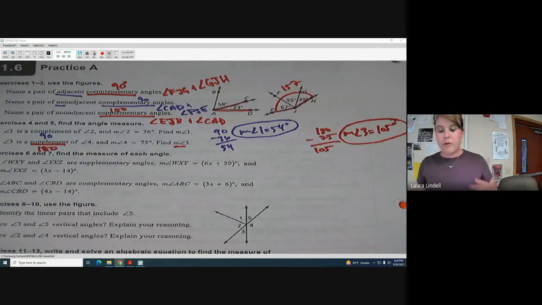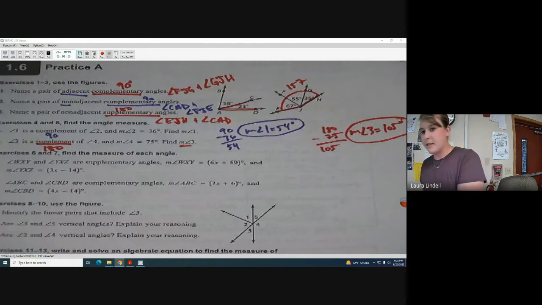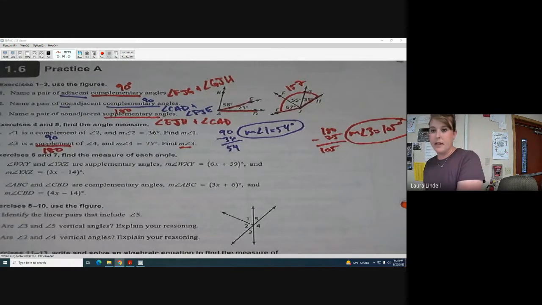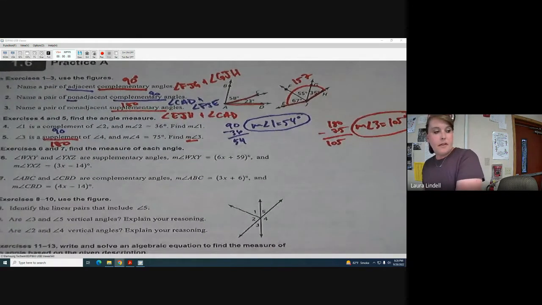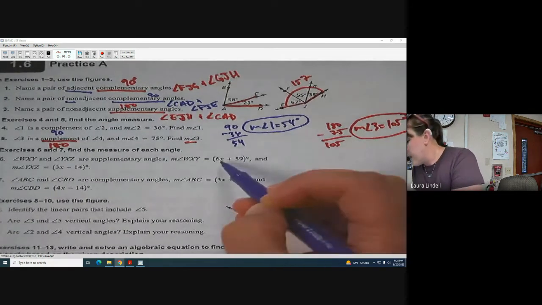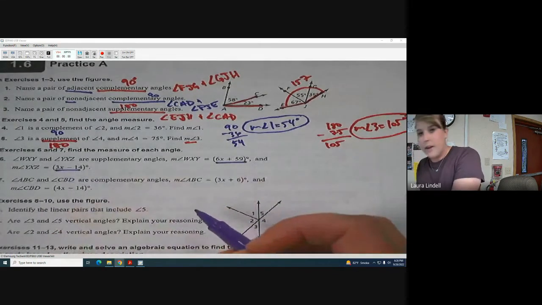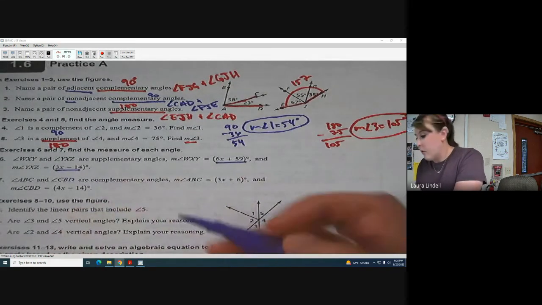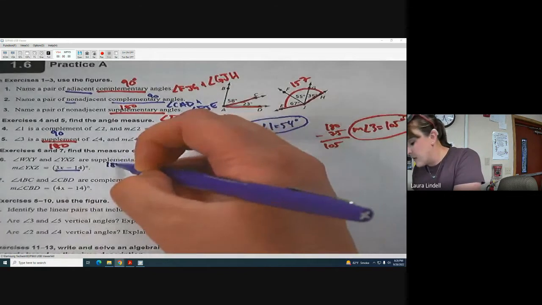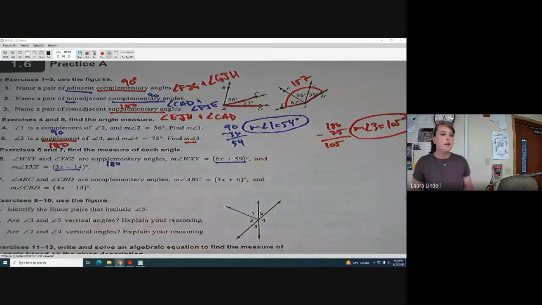Kind of moving forward from here, ones like number 6 and 7. We'll go over number 6 together. It says that WXY and YXZ are supplementary angles, and it tells you what these angles are. We want to find the measure of the angles. So if they're supplementary, that tells us they add to 180. So the equation that we want to make is to add these two together and set it equal to 180.